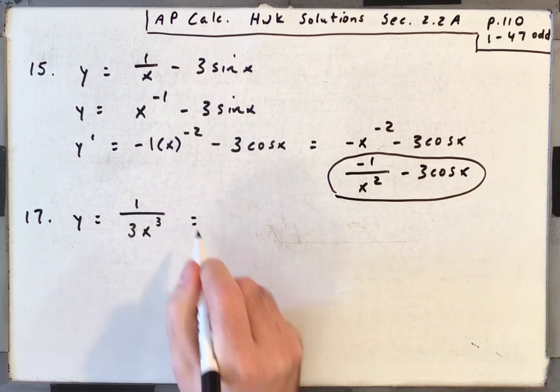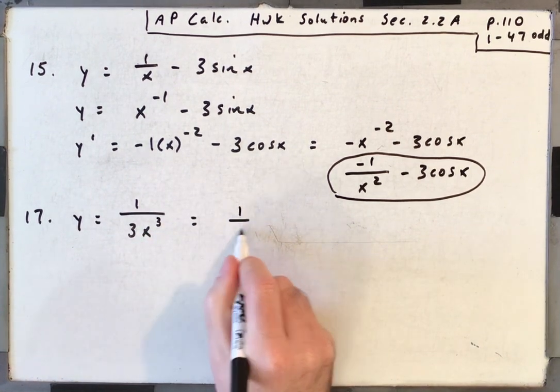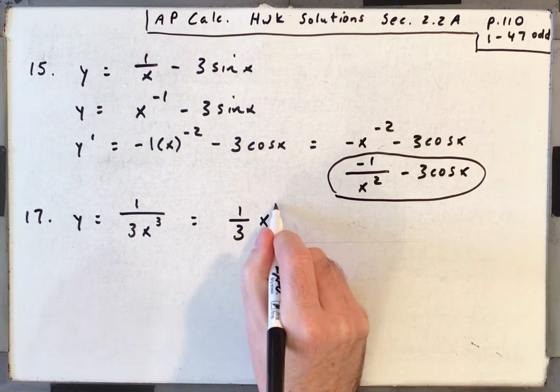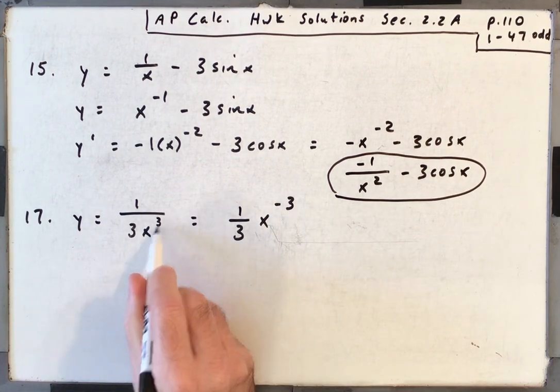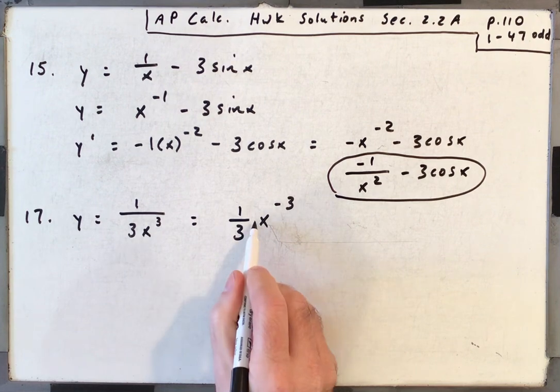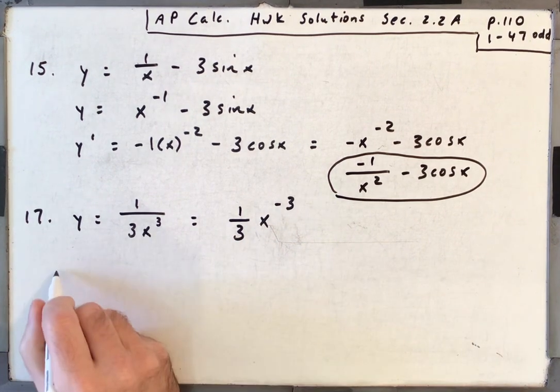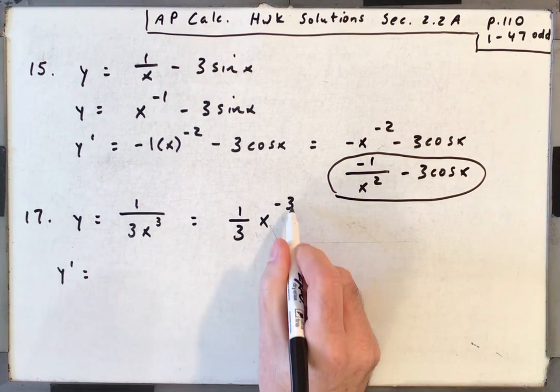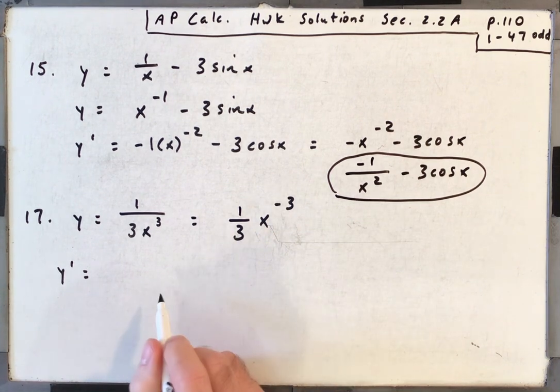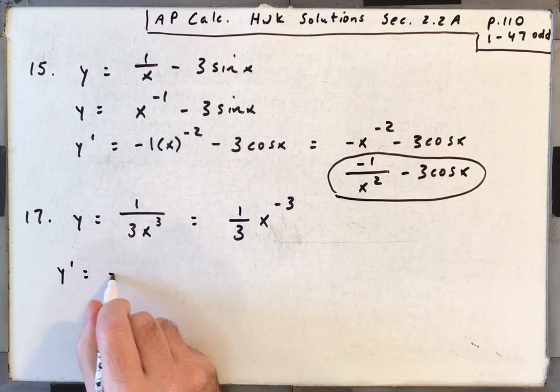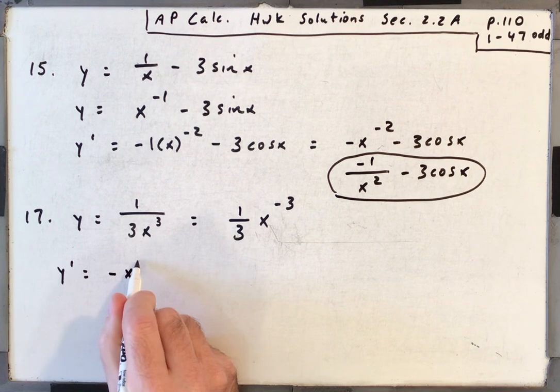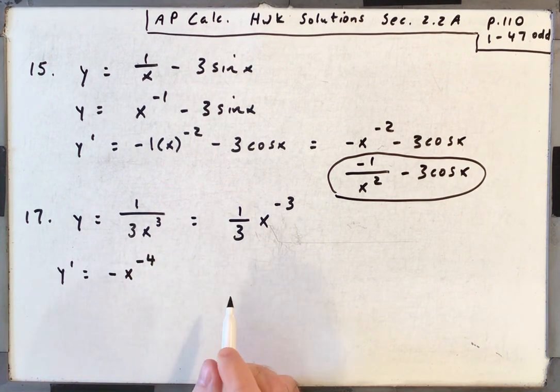Now I want to rewrite that. That's going to be 1/3 x to the minus 3. Remember, I'm going to bring that x cubed up top. I like to write it with the fraction out front. So y prime, we're going to bring negative 3 times 1/3. That's just negative 1, isn't it? So that would be negative x to the minus 4.